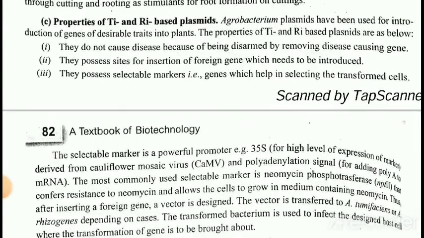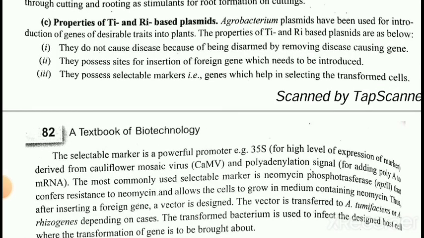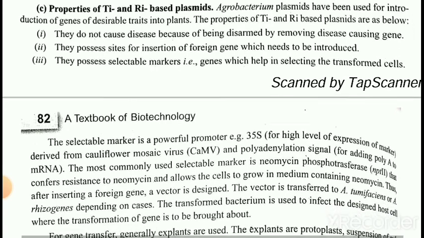C. Properties of Ti and Ri-based plasmids. Agrobacterium plasmids have been used for introduction of genes of desirable traits into plants. The properties of Ti and Ri-based plasmids are as below. 1. They do not cause disease because of being disarmed by removing disease-causing genes. 2. They possess sites for insertion of the foreign gene which needs to be introduced. 3. They possess selectable markers, i.e., genes which help in selecting the transformed cells.